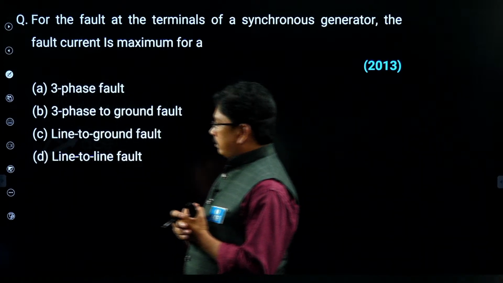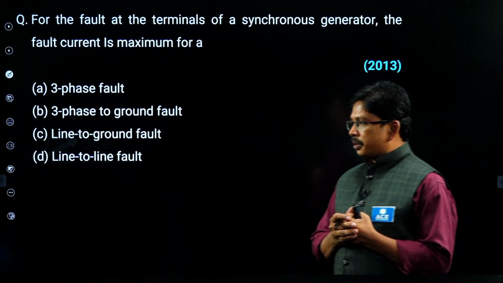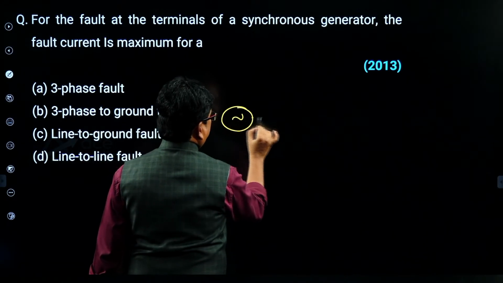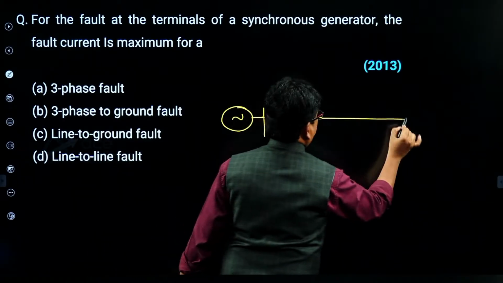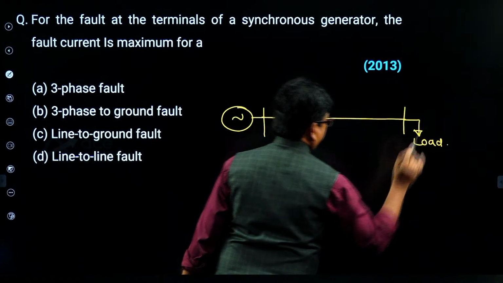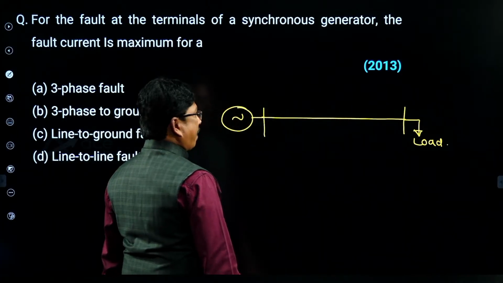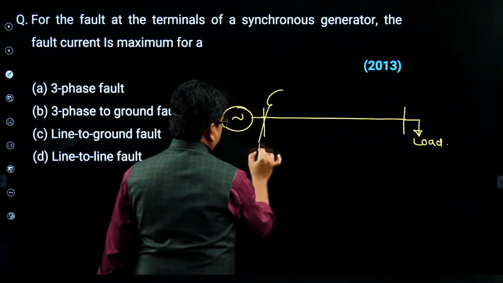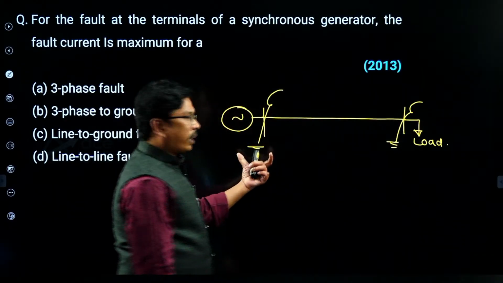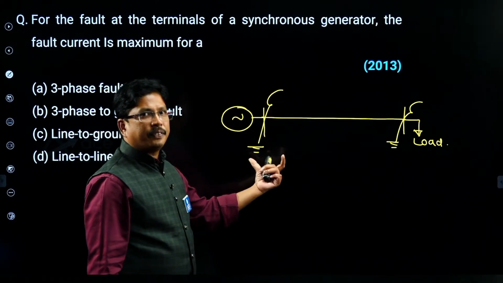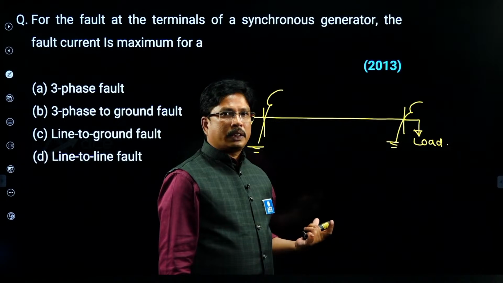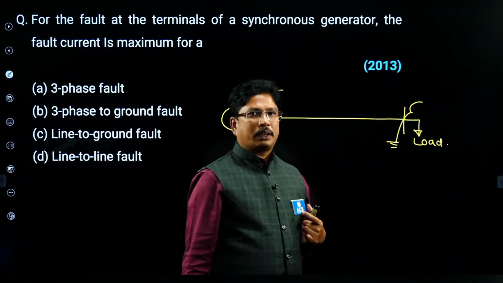Shantanu, very good. Just please check it, students. Whenever you have a generator here, this is the transmission line, and here we have the load. Now, we have two locations here. At this location, the most severe fault is the LG fault. At the end of the transmission line, the 3-phase fault is the most severe fault.